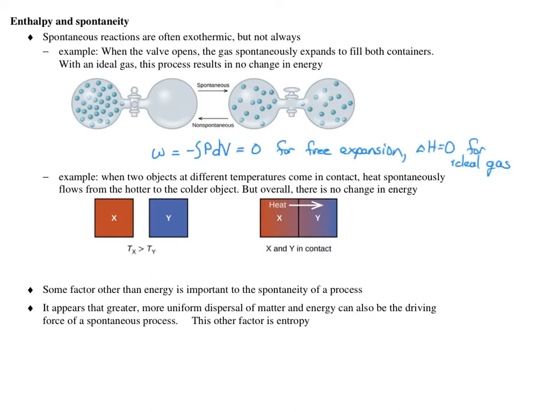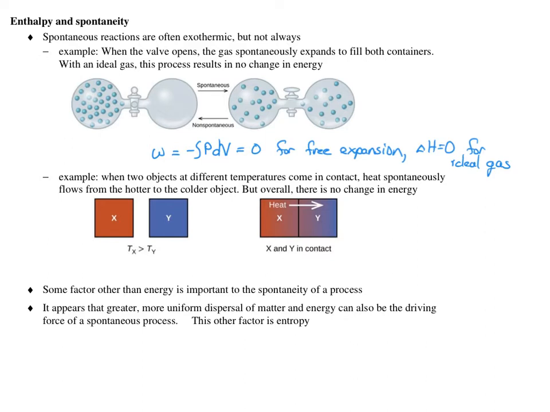If we look at the heat arguments, we see the work is equal to 0 because this is free expansion. And if we have an ideal gas, delta H is equal to 0. So even though this is a spontaneous reaction, it's not exothermic. In the second example, we see a hot object and a cooler object. So when they come in thermal contact, heat spontaneously is distributed equally across both objects. Overall, there is no change in heat energy.